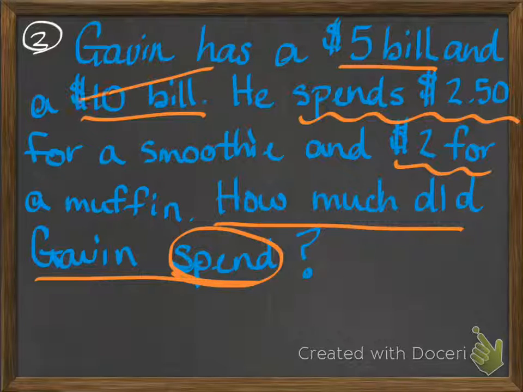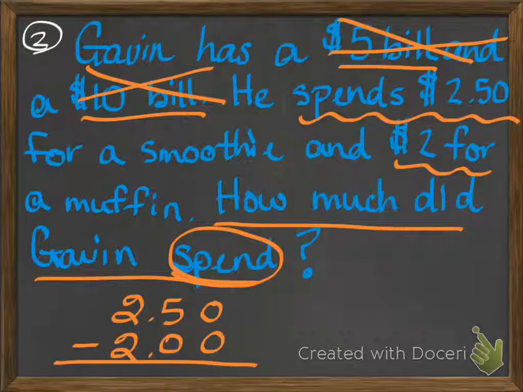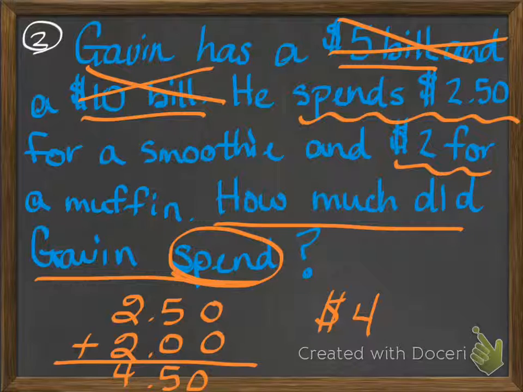So this information about how much he has, those are distractors, and we don't need that because we know he spends $2.50 for a smoothie and then $2 for a muffin. So he's spending the $2.50 and then he's spending $2 more. How much does he spend? He spends $4.50. That's how much he spends.